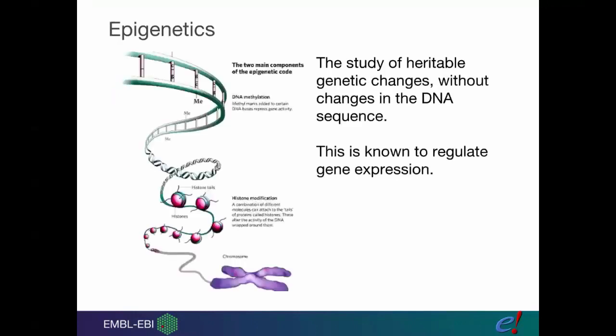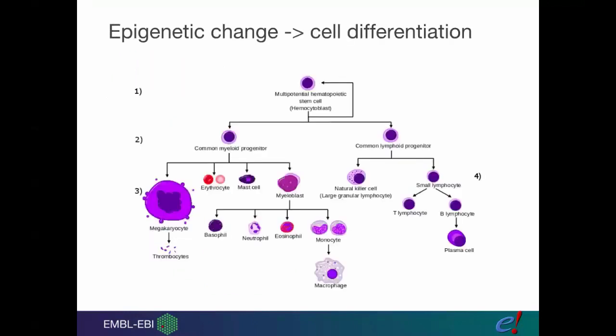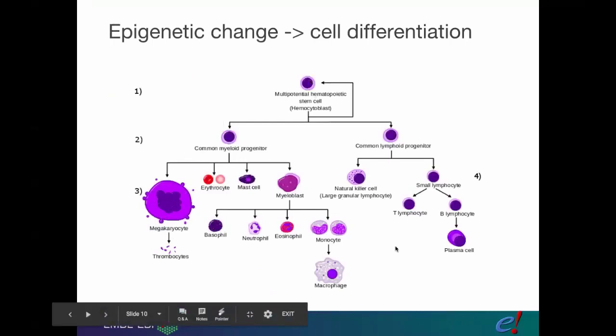So epigenetics is the study of heritable genetic changes without any changes in the DNA sequence. And it is known that this regulates gene expression. An epigenetic change is very important for cell differentiation. So this is just a schematic showing cell differentiation of the hematopoietic stem cell down into the many, many other different cell types that it leads to.